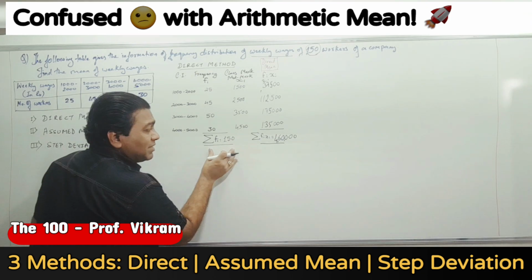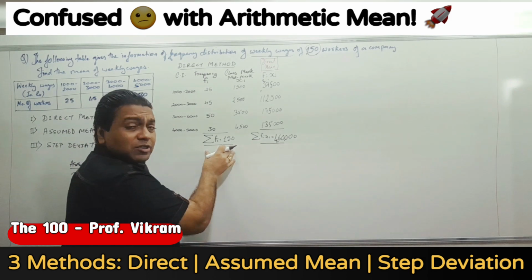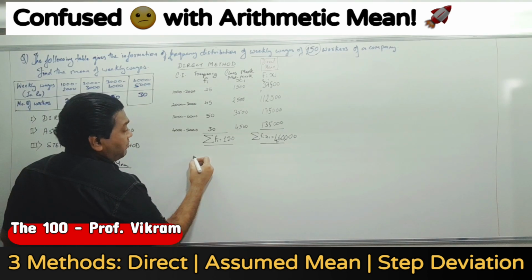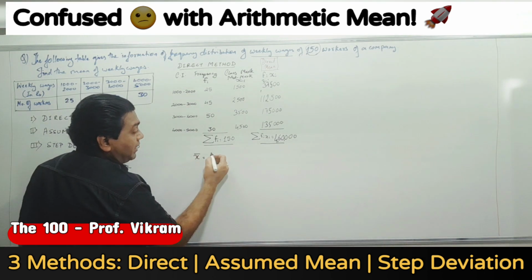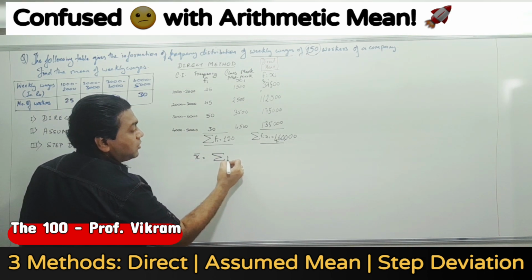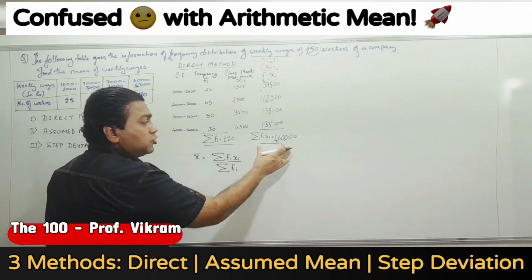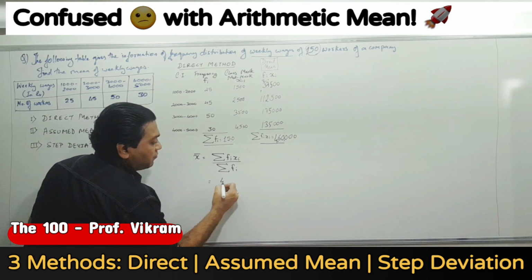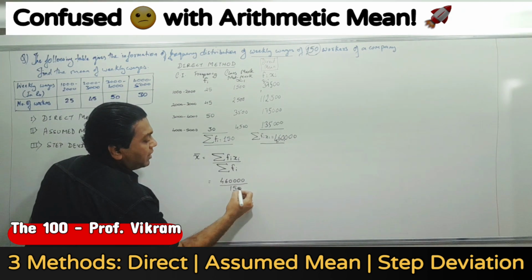So now we've got summation of Fi, we've got summation of FiXi. Summation of FiXi is 4,60,000. Summation of Fi is 150. Let us find out the mean by direct method. So the mean by direct method is x bar, this is the symbol for mean, is equal to summation of FiXi over summation of Fi. That is the formula. So you do summation of FiXi divided by summation of Fi. That will give you the mean, that is 460,000 divided by 150.